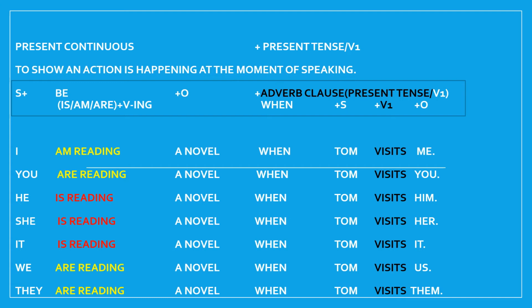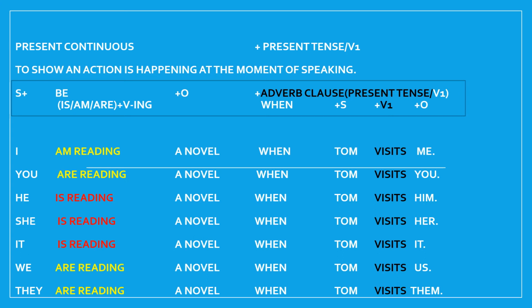Okay, now we try to make this simple sentence become compound sentence by joining or by attaching the present sentence behind them. When Tom visits me, visit is a present tense. Why we put S for visit? Because Tom is the third person singular he. So we add S for visit.